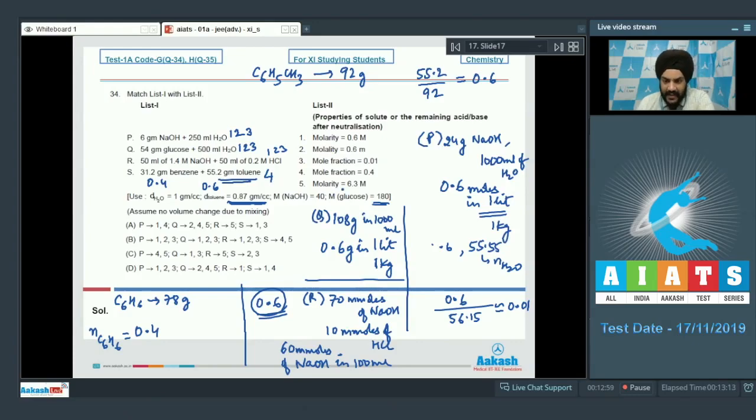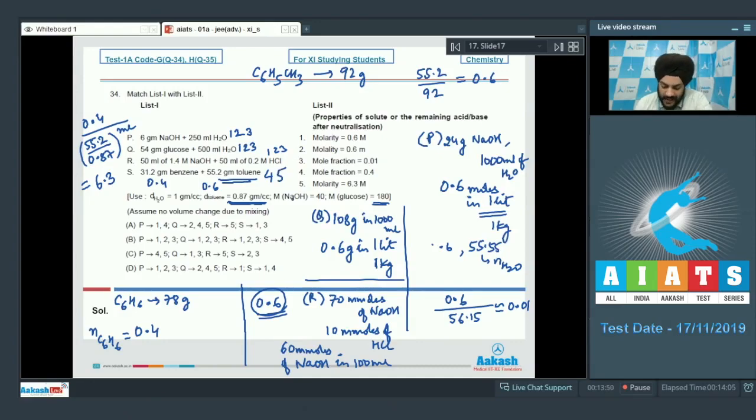And if we talk about the last one, which is the molarity, so for molarity we have to divide the moles of benzene present in the total volume of solution. So students, we have 0.4 moles of benzene present in 55.2 divided by 0.87 mLs. Okay. So this number has to be multiplied by 1000, students, and if we talk about the resultant molarity, it comes out to be equal to 6.3. Okay. So students, the fifth option has to be matched with option S.